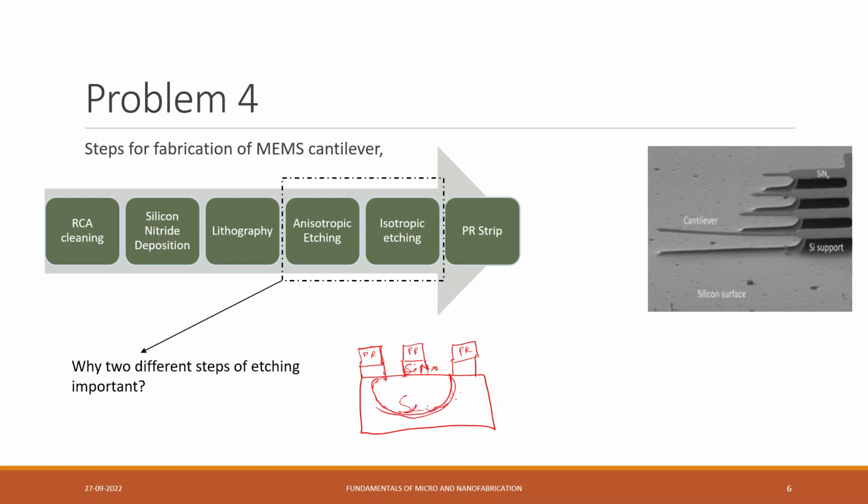So for getting undercutting we essentially require isotropic etching, and so these are the two steps. First we get a precise location where we want to go, and after that we go for isotropic etching such that we can remove the underneath layers also, and we get a kind of hanging cantilever.